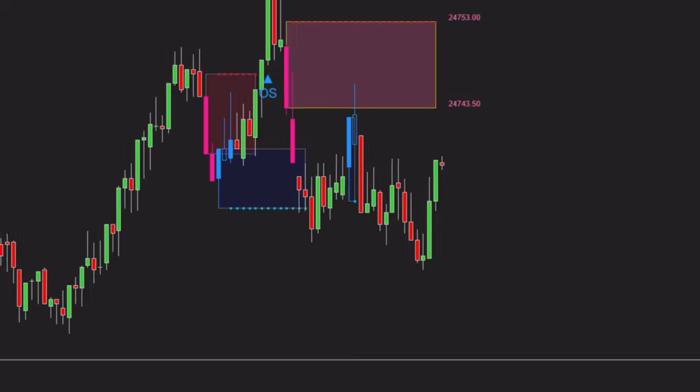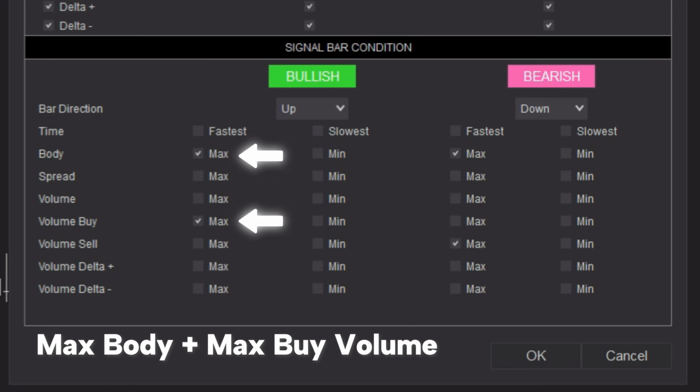In this combination setup, we want the indicator to generate more frequent signals. So we'll reduce the number of conditions required for each trade signal. The goal here is to maintain signal quality while making sure the conditions aren't overly restrictive. Buy signal setup. A buy signal will now appear whenever an up candle meets these two key conditions. Body max, the largest bullish candle body in the cycle. Buy volume max, the highest buying volume in the cycle.